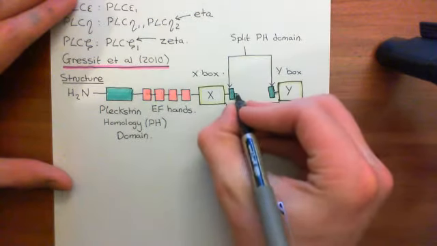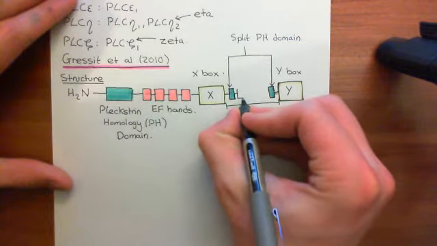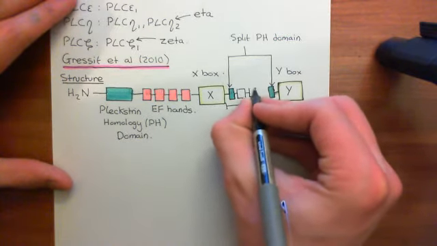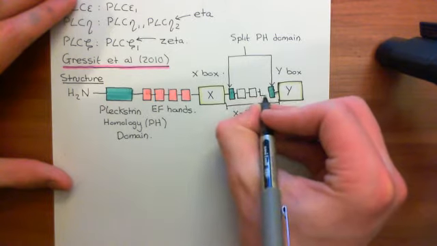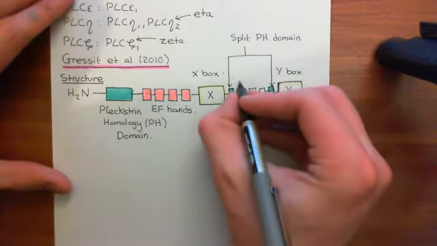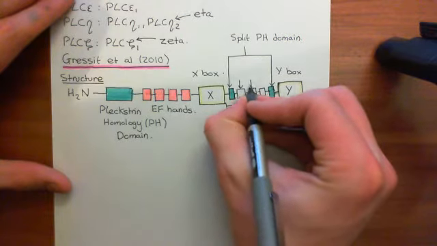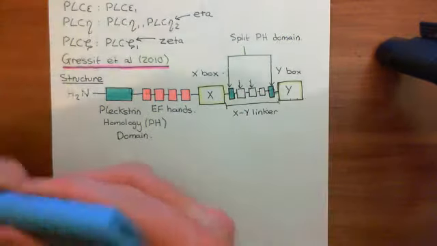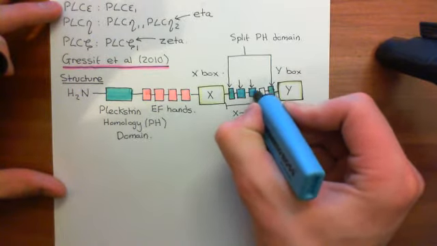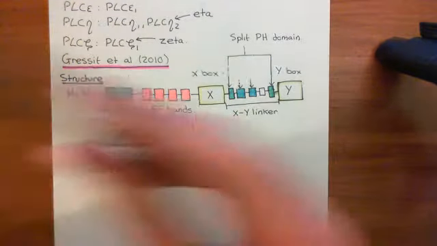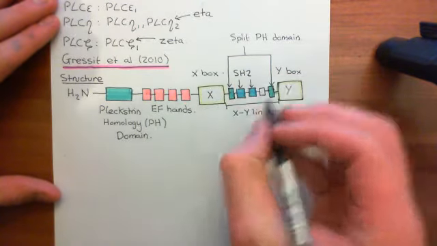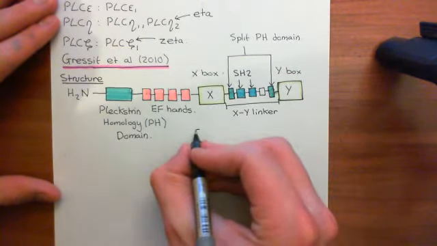Now then, squashed in between the two halves of this split pleckstrin homology domain, you have three even more famous domains than PH domains. Two of these, this one here and this one here, which I'll now colour in blue, are what are known as SH2 domains. And this shows up all over the place in biology. So what does SH2 stand for?